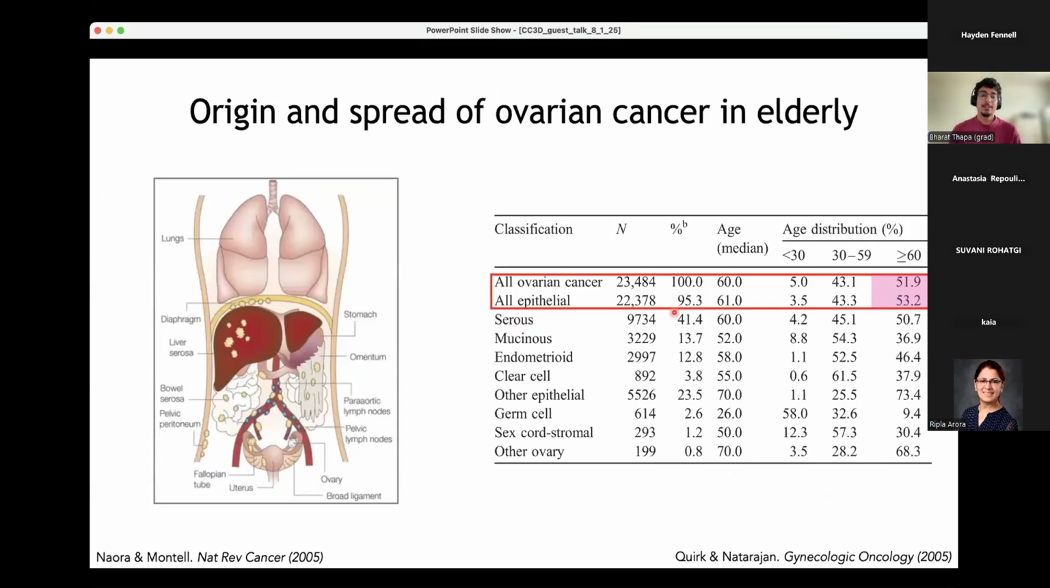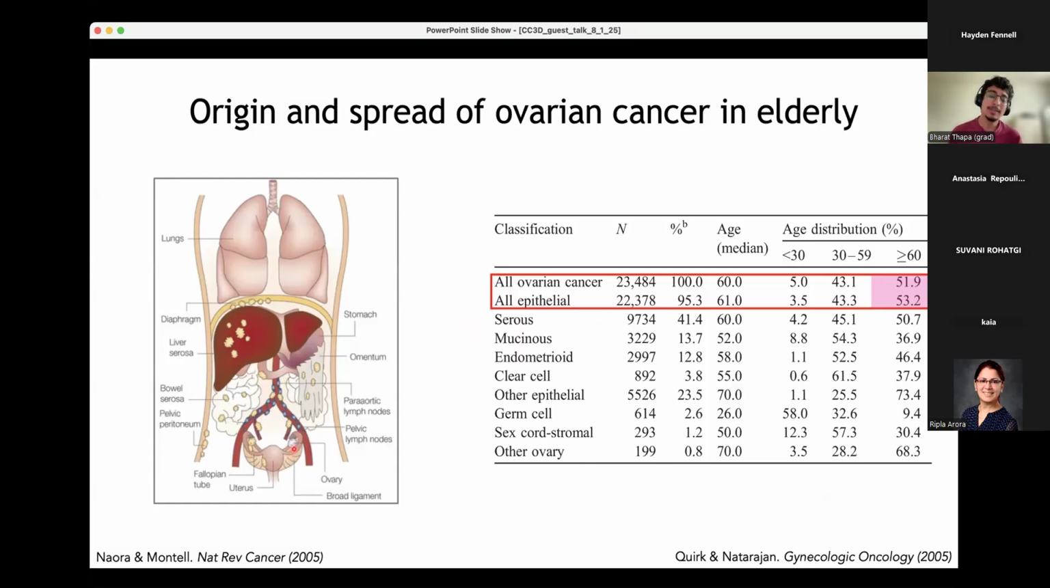All right, so a little bit of background. As you know from my talk, I'm going to be talking in the regime of ovarian cancer and aging. So first of all, how does ovarian cancer really originate? So these are the ovaries right here.